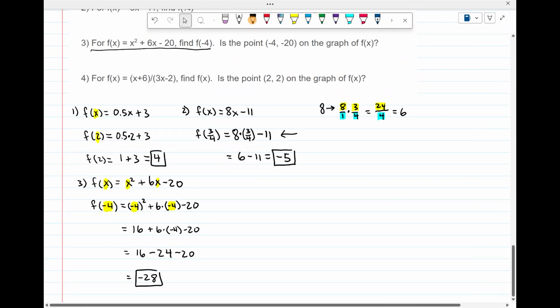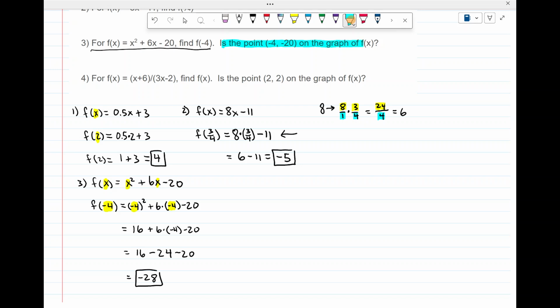Let's go back to the next question that they asked us here, which is, is the point negative 4, negative 20 on the graph of f of x? What that's really asking is, when I plug in the x value, negative 4, is my value of f of x equal to negative 20?